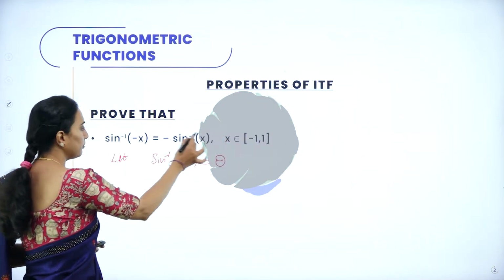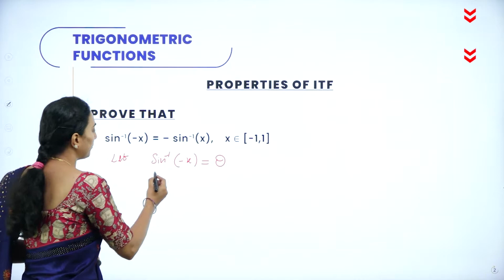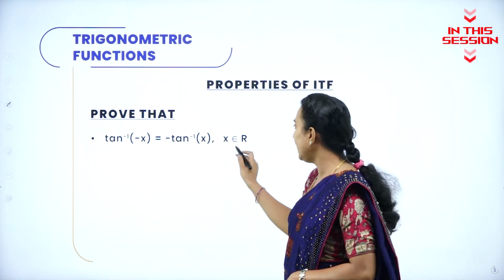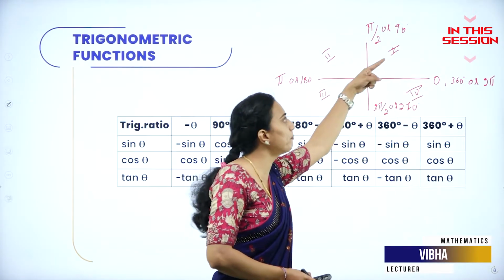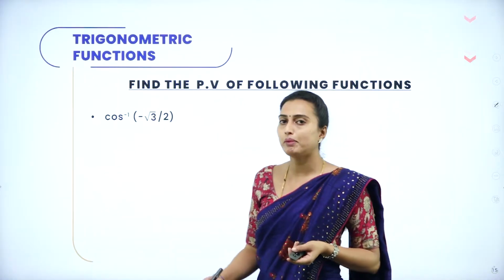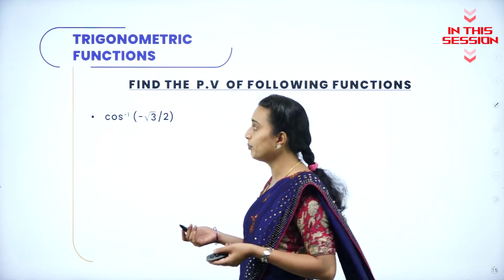So this sine inverse, if it is moved to that side or taking sine on both the sides, what will it become? Tan inverse of minus x is equal to minus tan inverse x, x belongs to R. Here 360 minus theta falls in the fourth quadrant, 360 plus theta falls in the first quadrant. What is cos inverse of minus root 3 by 2? It is nothing but, just now we have proved the property.